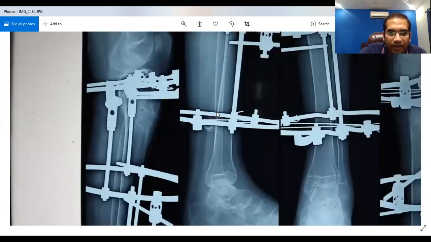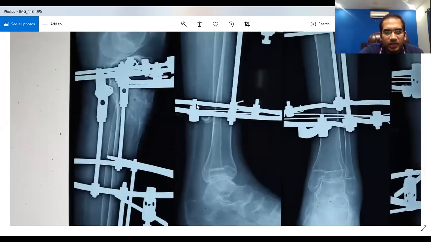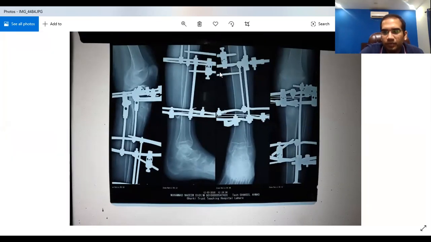This was the X-ray of the recurvatum patient. As you can see now, just by gradually opening, new bone has formed, solid bone, and the posterior tibial slope angle has been restored. Are there any more questions so far?